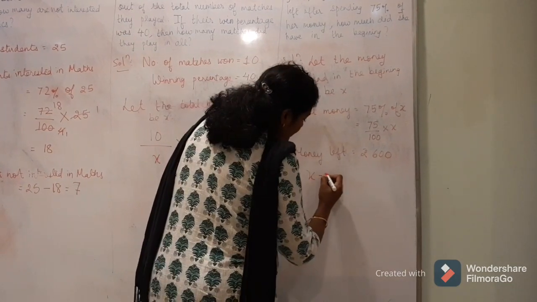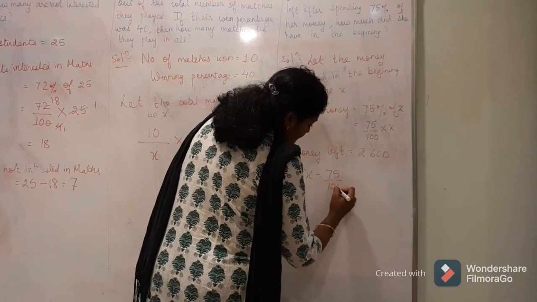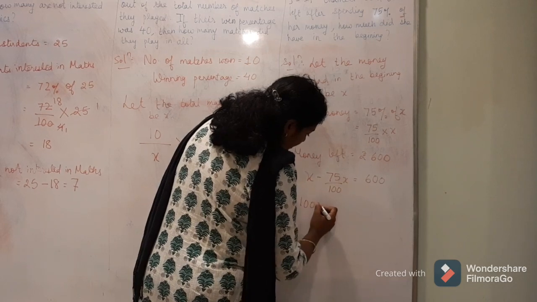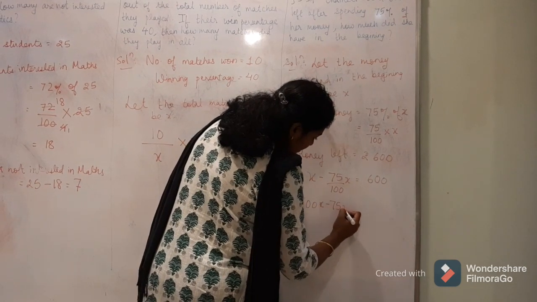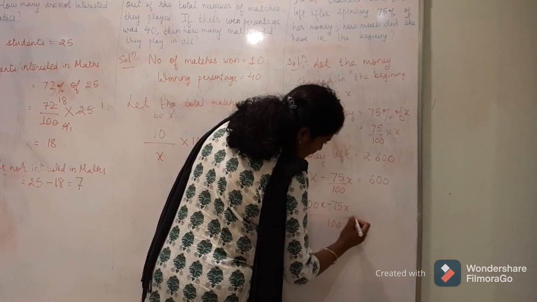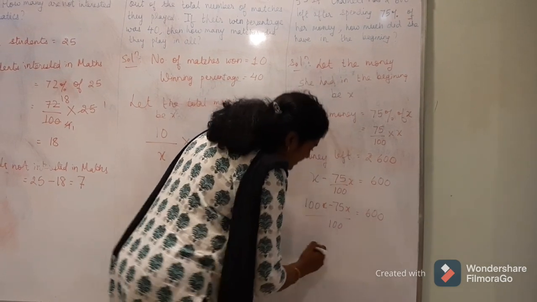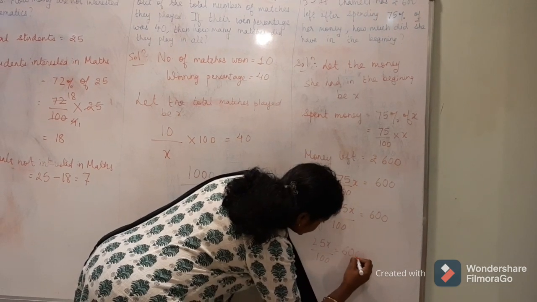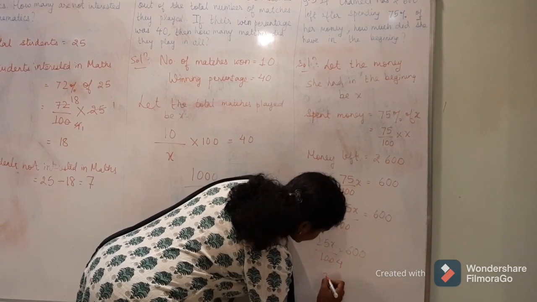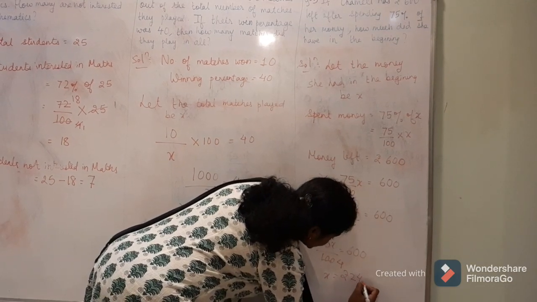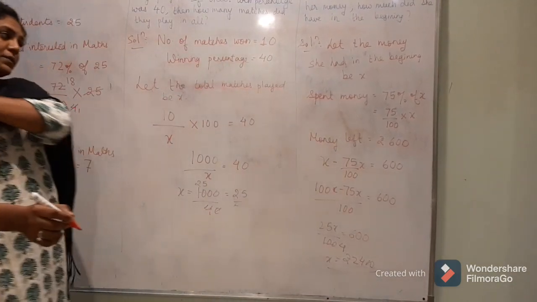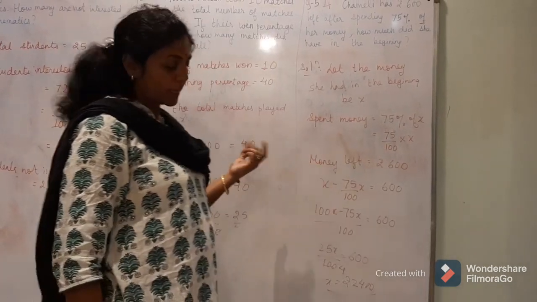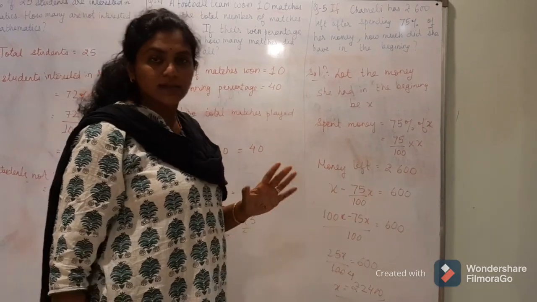So here I will write 100x minus 75x equal to 600. This is 25. So x is ₹2400. ये मैंने पूरा सॉल्व कर दिया. आप इसको 0.75x भी ले सकते हो, नो प्रॉब्लम. You will get 0.25. It is one and the same thing.